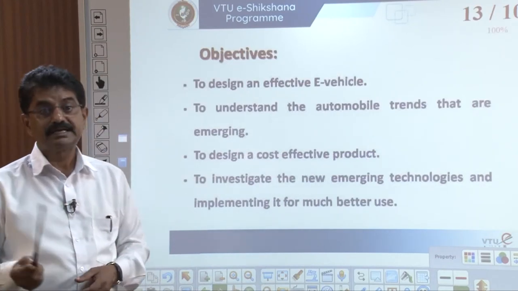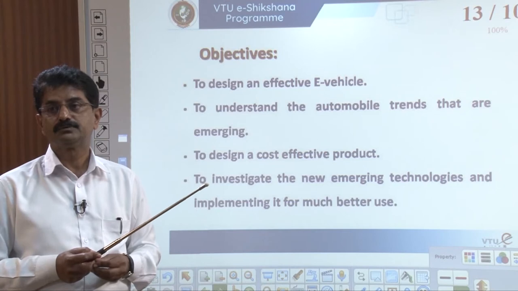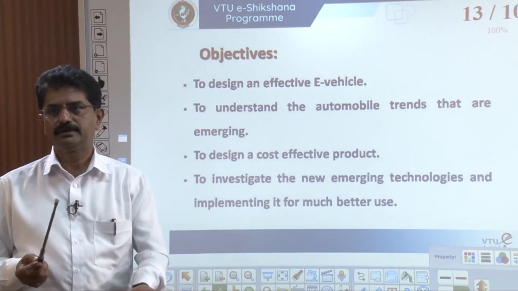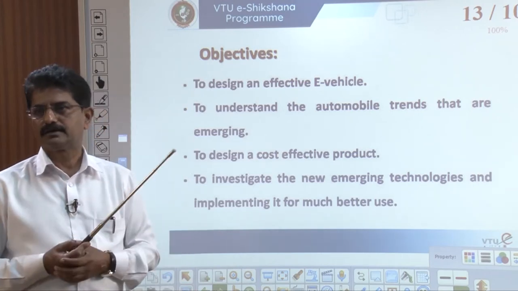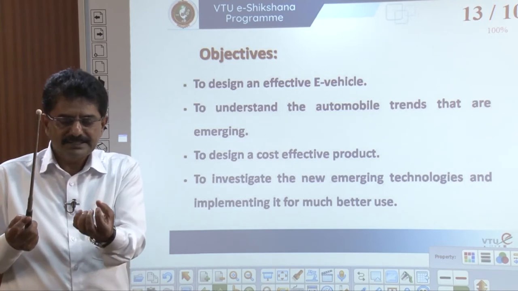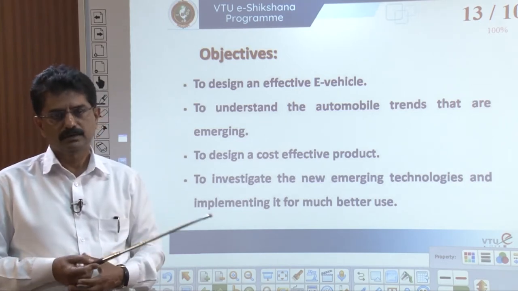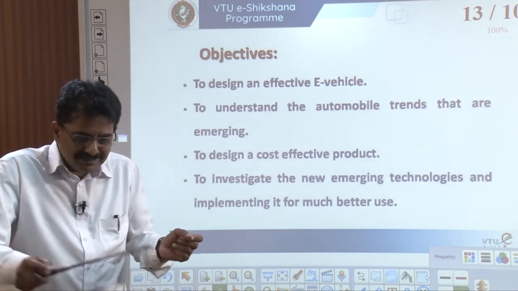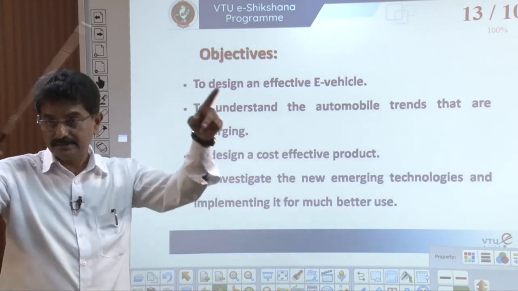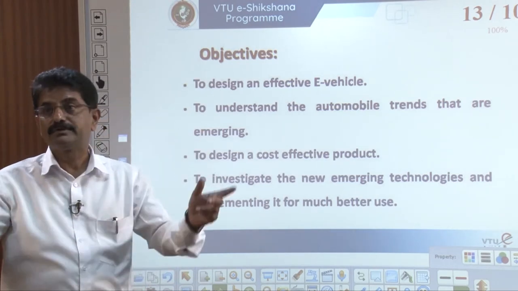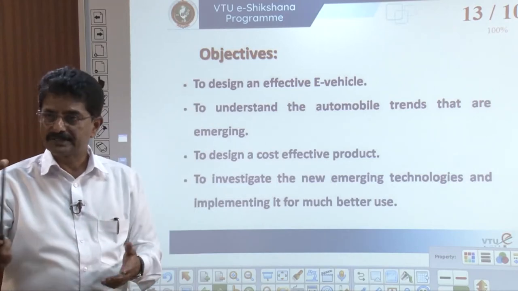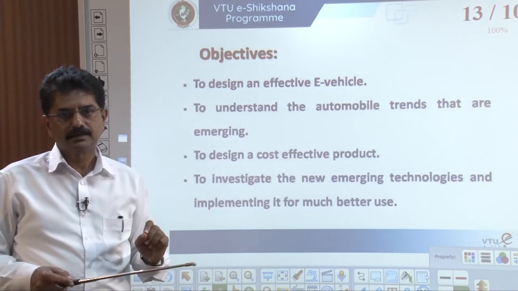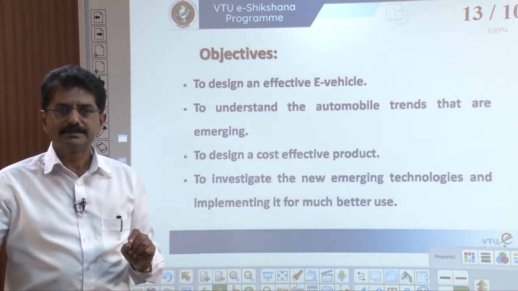Objective: to design an effective e-vehicle. Just as I told you before, we can design an electric vehicle, either a two-wheeler, a three-wheeler, a four-wheeler, or a heavy vehicle. The basic things we have to remember: one is a battery, there is a motor, and in between these two there is a controller. The rest, an ordinary person can design: the body of the electric vehicle, the steering, the wheels, everything. But the main important factors are the battery, the controller, and the motor.